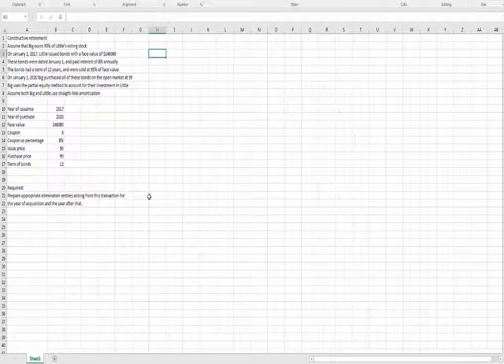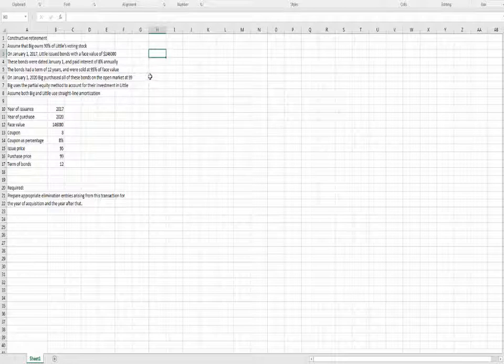So assume that Big owns 90% of Little's voting stock. On January 1st, 2017, Little issued bonds with a face value of $146,000. The bonds are dated January 1st and pay interest at 8% annually. The bonds have a term of 12 years and were sold at 95% of face value. On January 1st, 2020, Big purchased all of these bonds on the open market at 99. Big uses the partial equity method to account for their investment in Little. Assume both Big and Little use straight line amortization.